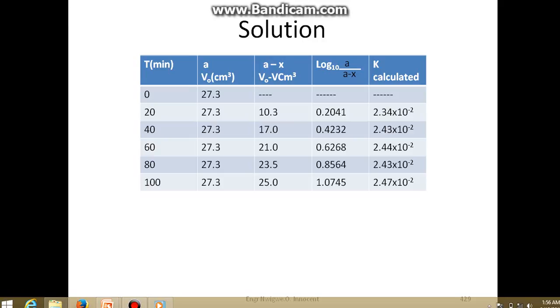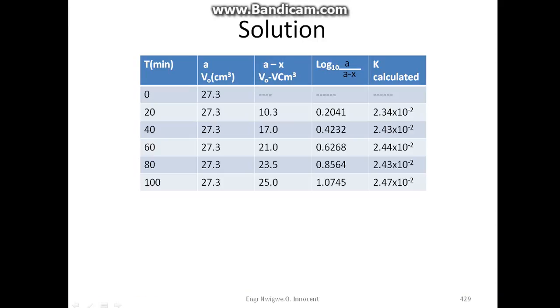For the time 0, we have nothing. For the time 20, we have 2.34 times 10 raised to the power minus 2. For the time 40, we have 2.43 times 10 raised to the power minus 2. For the time 60, we have 2.44 times 10 raised to the power minus 2. For the time 80, we have 2.43 times 10 raised to the power minus 2. For the time 100, we have 2.47 times 10 raised to the power minus 2.